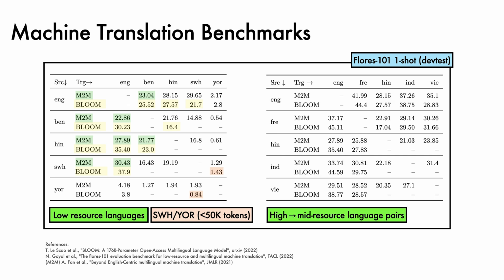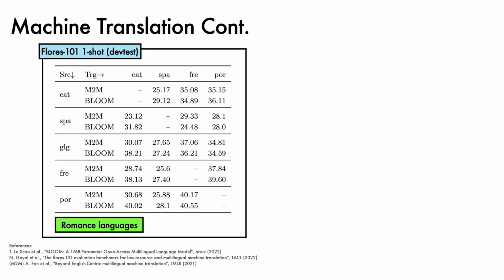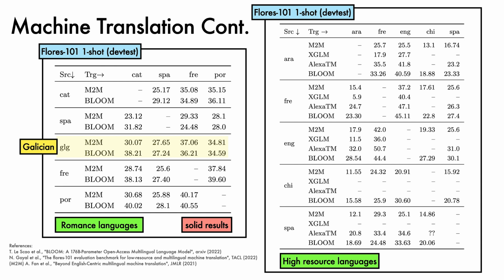On translation from high to mid-resource language pairs, the results are broadly pretty solid. We also find that results on Romance languages are reasonable, even for Galician, which is not explicitly included in the training set, but has many similarities to other Romance languages like Portuguese. Finally, on high-resource languages, we find that one-shot Bloom performs well relative to XGLM one-shot and comparably to Alexa TM 32-shot, and the smaller M2M supervised baseline.